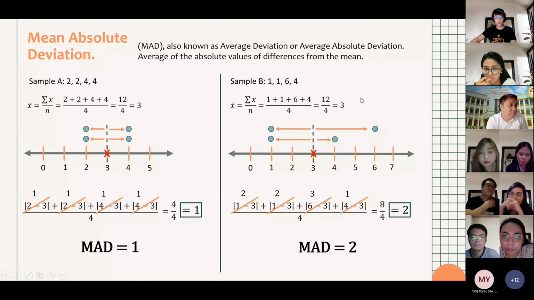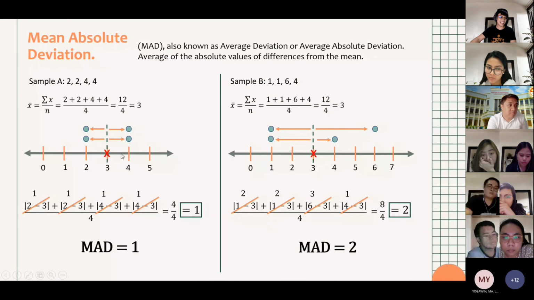So as you can see, pareho sila ng mean, pero magkaiba sila ng mean absolute deviation. Bakit? Kasi as you can see in the graph, in the first sample, iisa lang ang kanilang pagitan sa mean, while on the second sample, mas scattered siya, mas hiwa-hiwalay. Okay? Nagigets po? Am I clear po ba?